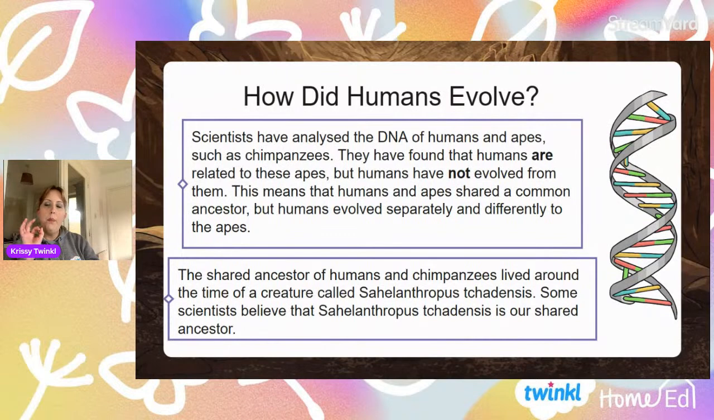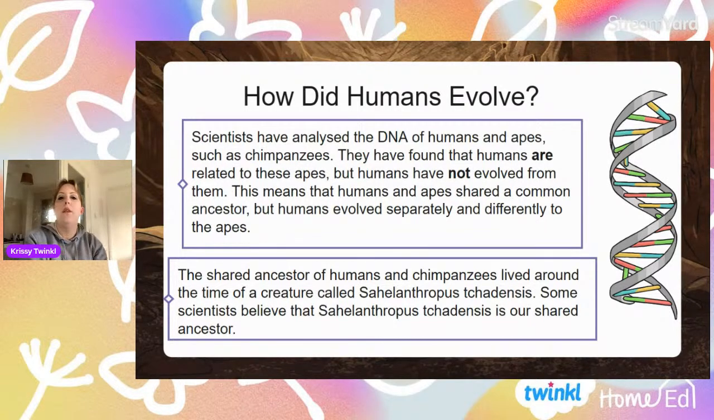Now, a really big thing to say, and I hear this from young people all the time, is that we have descended from apes, or we've descended from chimpanzees, or we've descended from monkeys. And I see that a lot, and it's actually not quite true. So scientists have analysed our DNA, they've analysed what makes us who we are, and they've also analysed the DNA of lots of different apes, things like chimpanzees. And the DNA proves that we are related. So we're related. We're part of the extended scientific family, but we're not evolved from them.